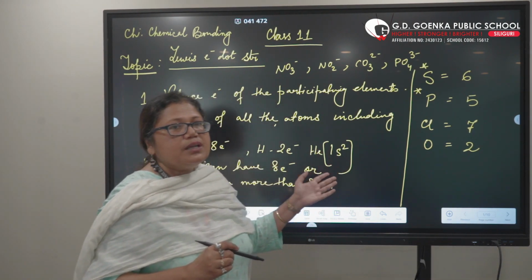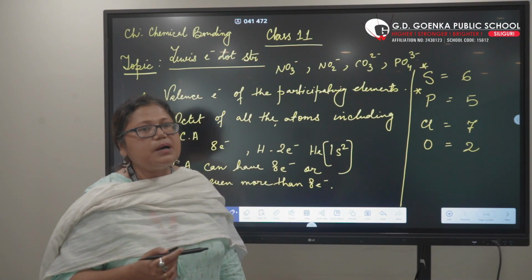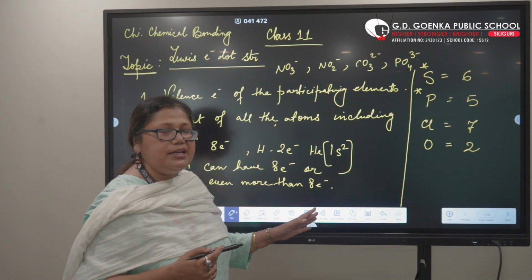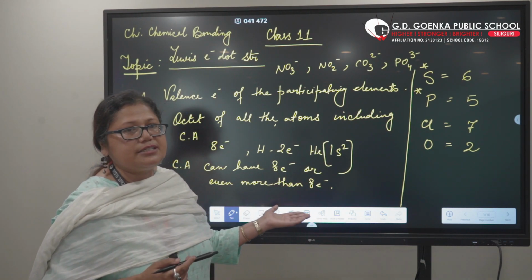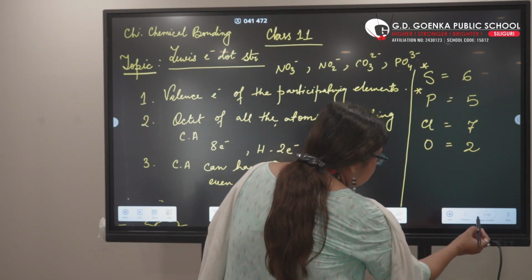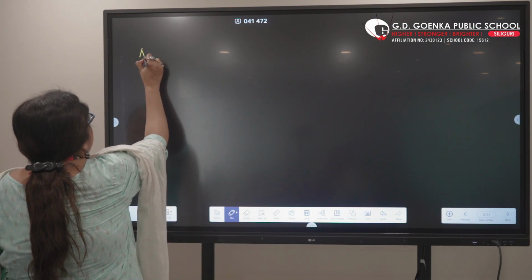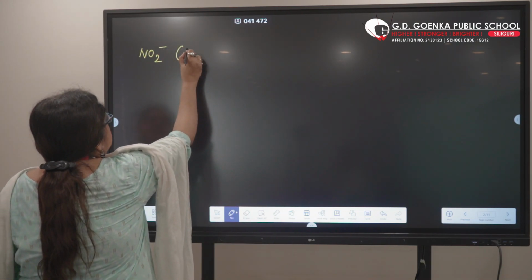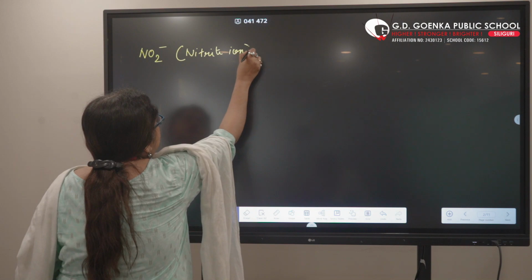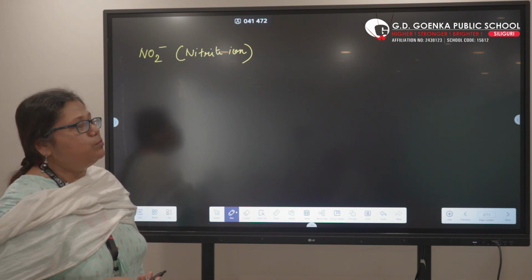And what is the characteristic of central atoms? It will have the tendency to remain in its maximum covalency state. And to remain in its maximum covalency state, it can even at times, as per the need or necessity, violate its octet rule, right? So now we are going to take up examples. First let us start with NO2 minus. This is the nitrite ion. In inorganic chemistry, it requires a lot of learning. As we practice more, we will become more and more proficient.